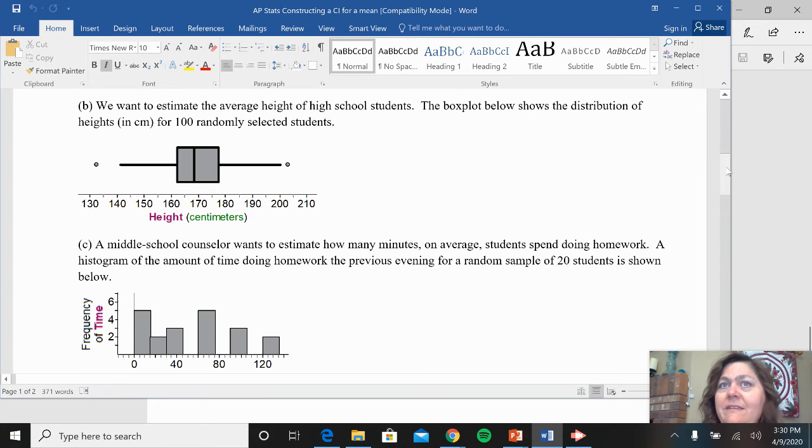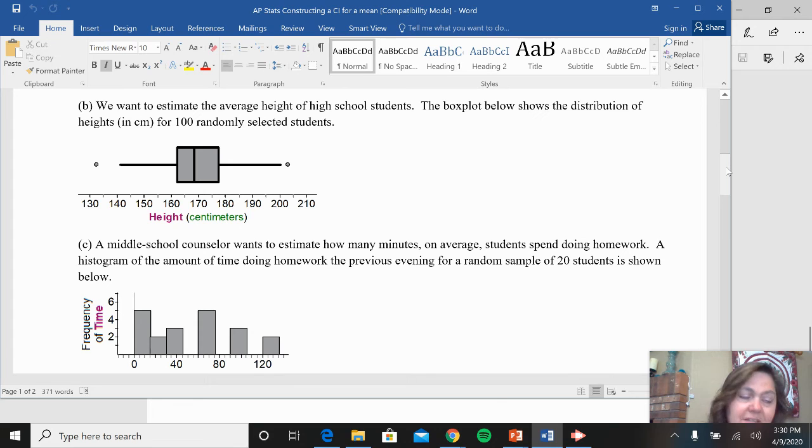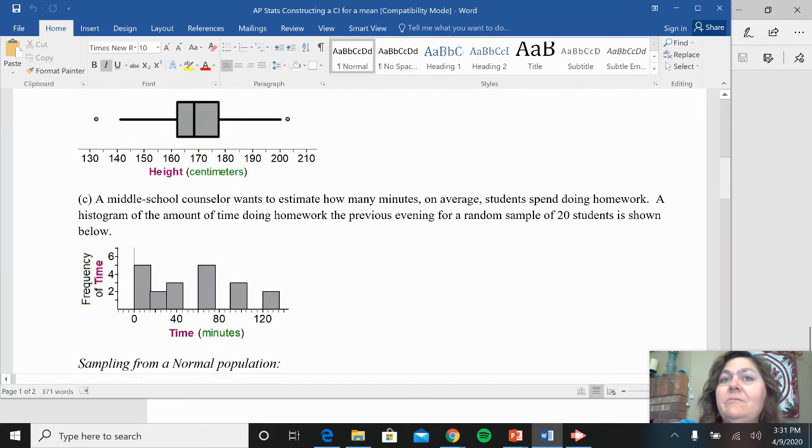Okay, did you do B and C by yourself? Let's see how you did. In this case, we want to estimate the average height of high school students. And so here's your box plot for 100. So can we safely use T star? I hope that you easily wrote down, yes, we can. Why? Because n is 100. Anything greater than 30, we are okay to go. And even as we look at it, it looks fairly normal. We do have outliers, but it's okay to have outliers when n is greater than 30. CLT applies.